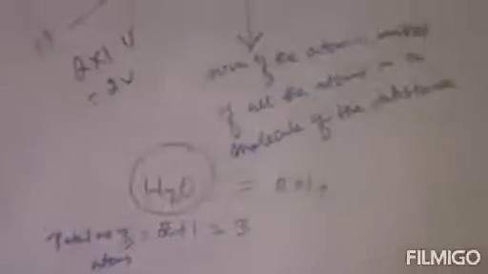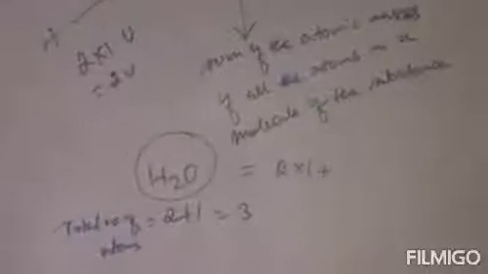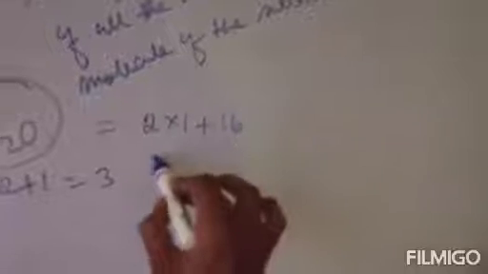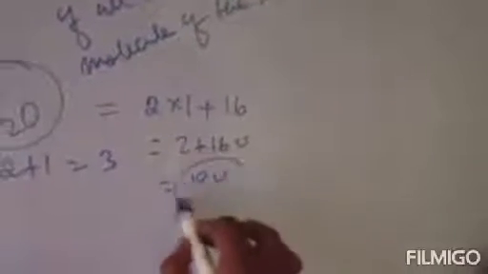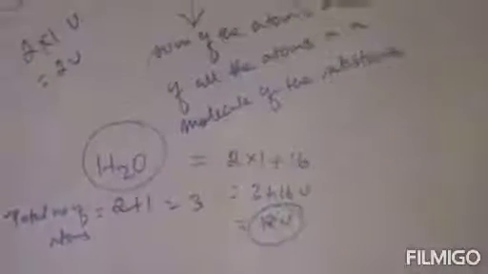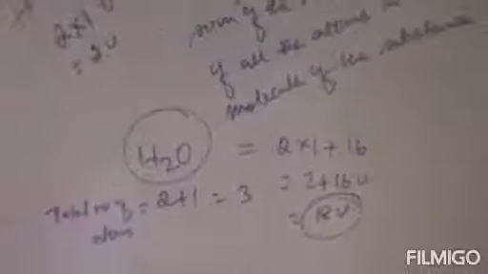Now only one oxygen atom is present, and the atomic mass of one oxygen atom is 16U. So it will be 2 plus 16 U, that means 18U. So 18U is the sum of the atomic masses of all the atoms present in the H2O molecule. That means the molecular mass of H2O will be 18U. Like this we can easily calculate the molecular masses of different compounds or substances.